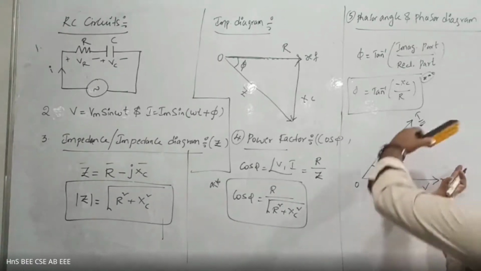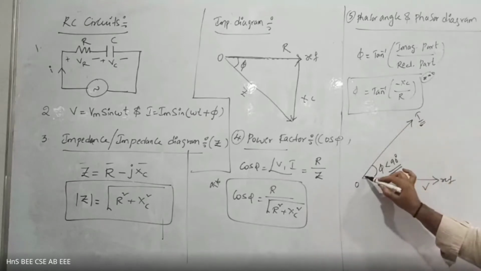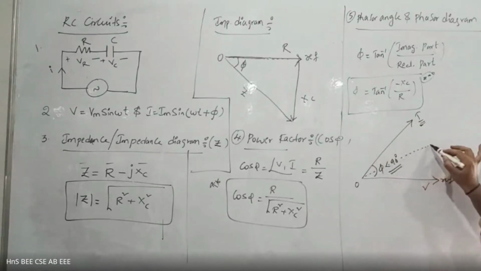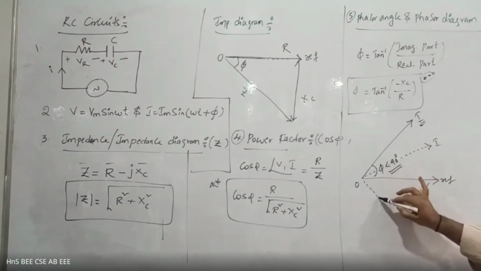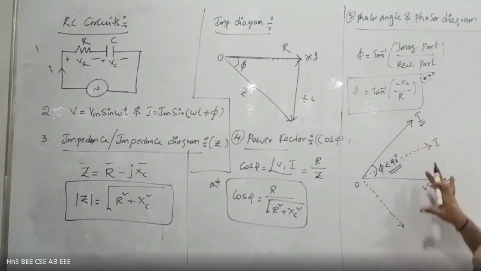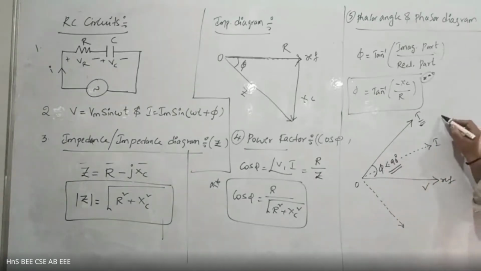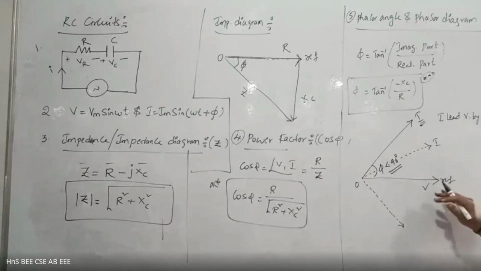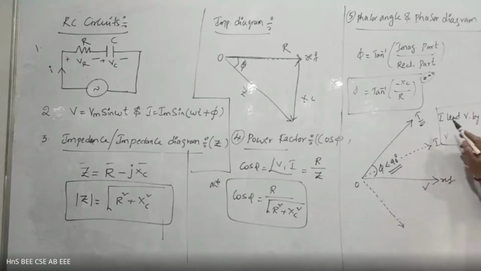Simply you have to take the total diagram shifted by some angle. That diagram is like this. If you shift the total diagram by some angle, that is in the clockwise direction. Now, which is the leading position? The current leads the voltage by the angle of pi. Now you have to take voltage. Another definition, another point of the phasor diagram: current leads voltage by the angle of pi. Next, voltage lags current by the angle of pi.